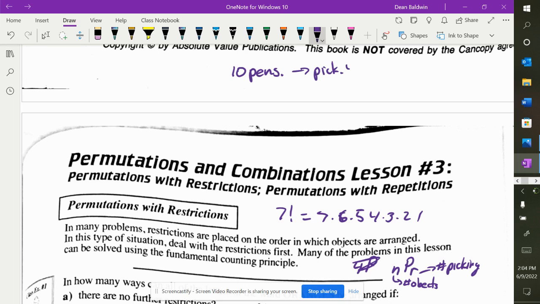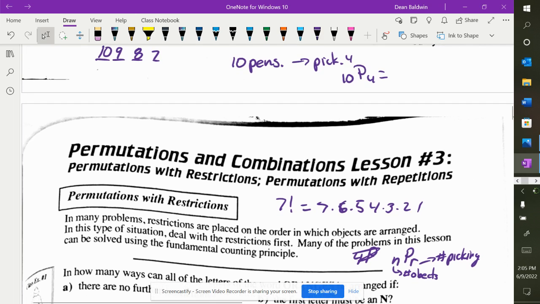All right, and I want to pick 4. Then you would go 10P4. And that's the same as saying, if I want to pick from 10 pens, I have 4 spots. I have 10 choices for the first one, and then 9, and then 8, and then 7. They mean the same thing. That's the stuff we learned yesterday.